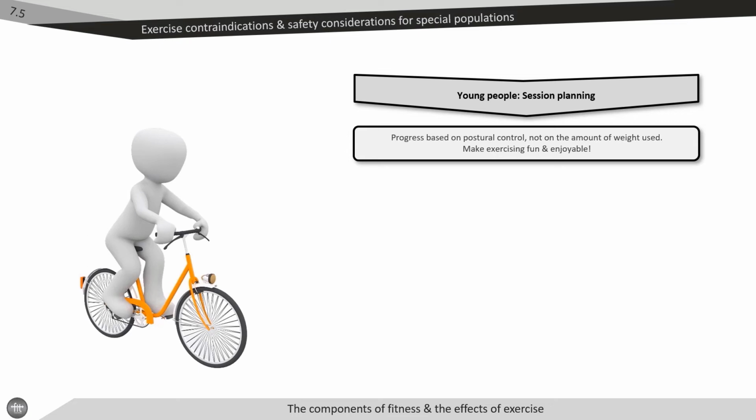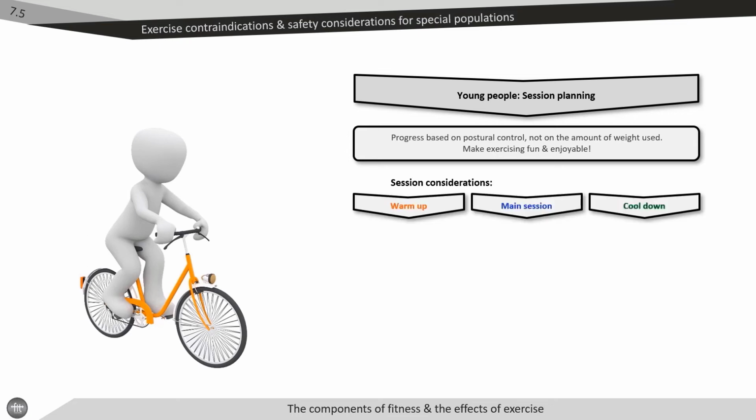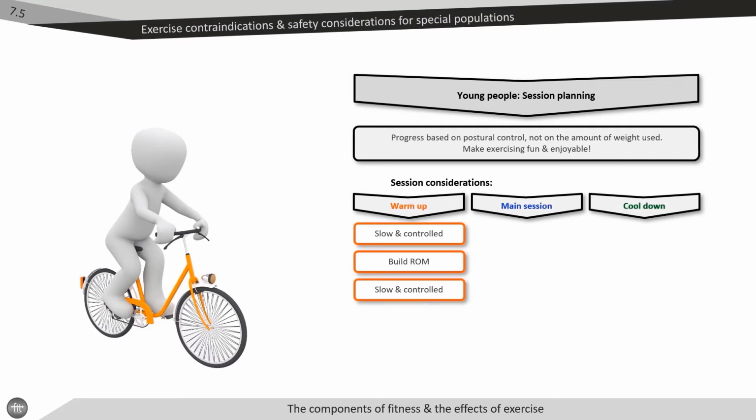Session considerations for young people, including the warm-up, main component, and cool-down elements, typically include the warm-ups being longer and more gradual, of around 15 minutes in length, and building on the range of motion of mobility exercises gradually. Slow controlled movements with a focus on correct posture, alignment and technique should all be encouraged throughout the session and promoted during the warm-up.